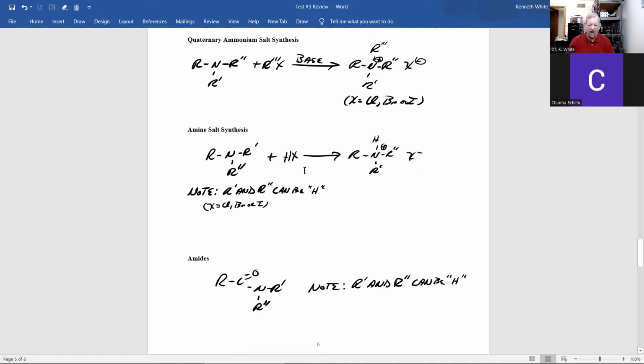Now, an amine salt is made because amines are bases, and they accept a proton from an acid. In this class, I'll use the acid HX, where X is chlorine, bromine, or iodine. This can be a primary, secondary, or tertiary amine. Therefore, R prime and R double prime, one, both, or none, can be hydrogen. And you add a hydrogen to get a charge here. You don't have to show the charges, and you have the anion present. You don't have to show the actual minus sign there.